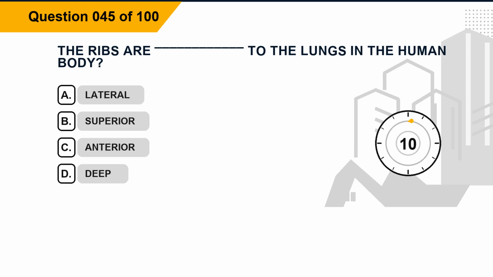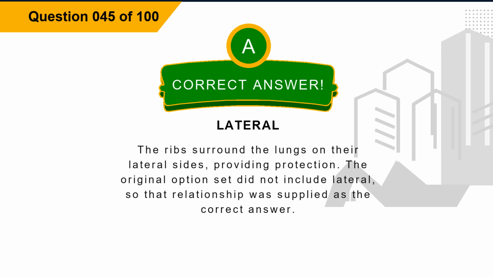Question 45. The ribs are blank to the lungs in the human body. Option A, lateral. Option B, superior. Option C, anterior. Option D, deep. The correct answer is option A, lateral. Explanation. The ribs surround the lungs on their lateral sides, providing protection. The original option set did not include lateral, so that relationship was supplied as the correct answer.